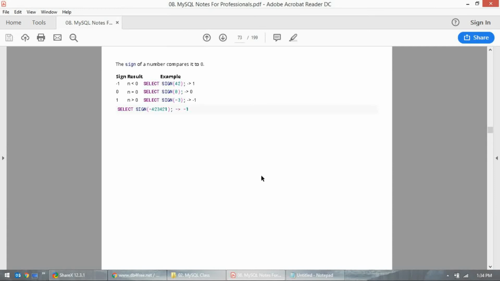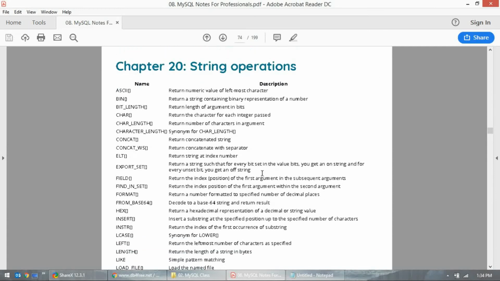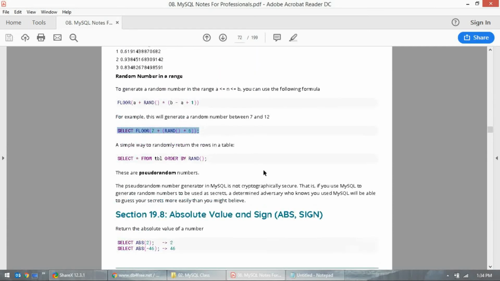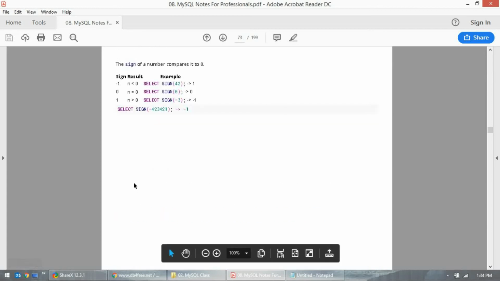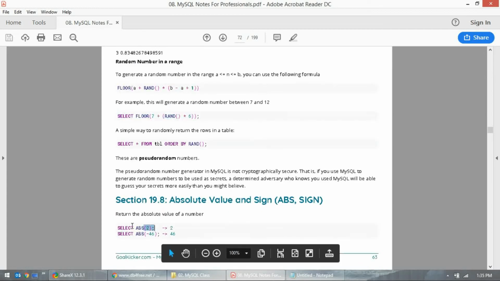Then you have string operations, next class. Then you have absolute value and sign. This is 7th class stuff, right? These calculations, trigonometry, arithmetic and all those things, the point of this class is that you can use them in SQL. That's the point. So here we'll try to use this and get some results.